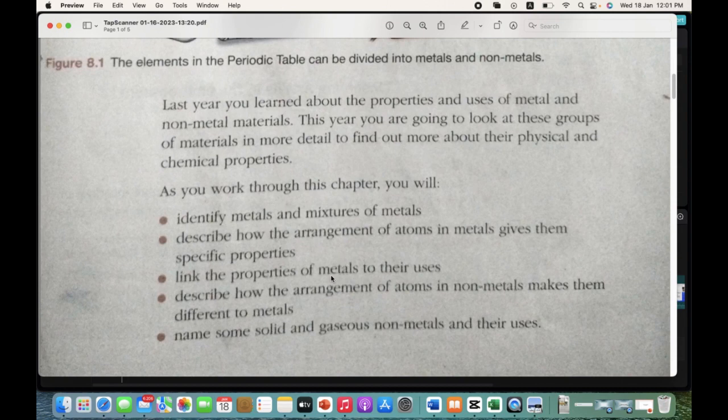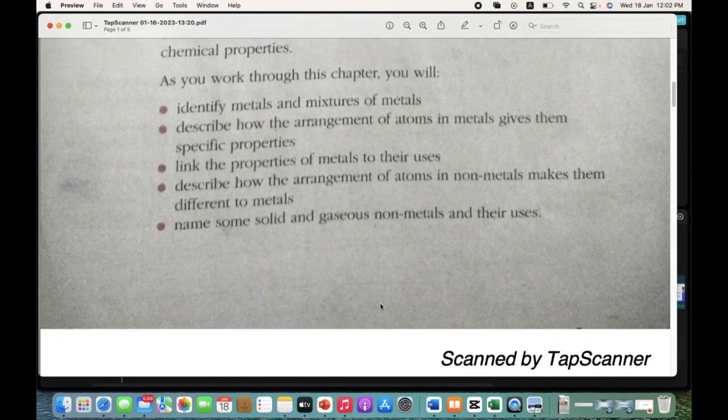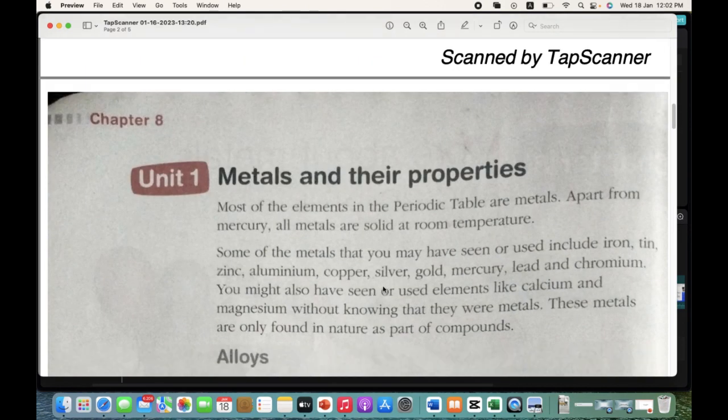Then we should be able to describe how the arrangement of atoms in metals gives them the specific properties that they each have. Then we should be able to link the properties of metals to their uses. We should be able to describe how the arrangement of atoms in non-metals makes them different from metals. Then we should also be able to name some solid and gaseous non-metals and state their uses.